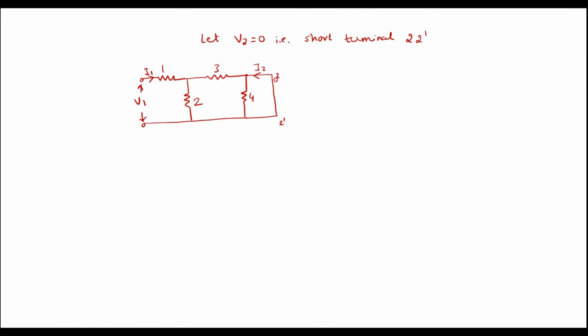So here we can see that 2 2 dash is shorted. It means that parallel to the shorted path there is a resistor, so no current flows in this resistor, so we can ignore this resistor. Thus this circuit is equivalent to this circuit.